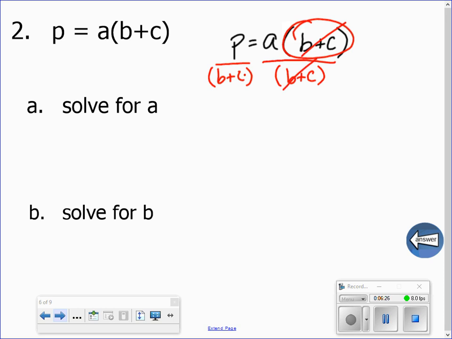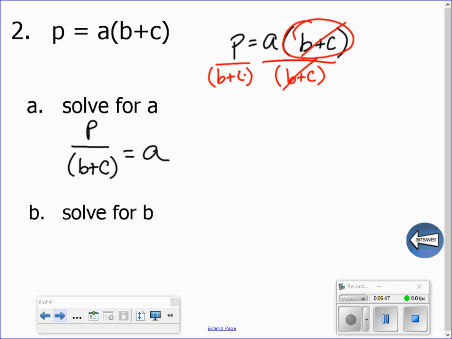The b plus c's go away. Same thing on the top, same thing on the bottom. They cancel out. And what we're going to have is p over b plus c is equal to a. We can't simplify any further from that. This would be our equation.